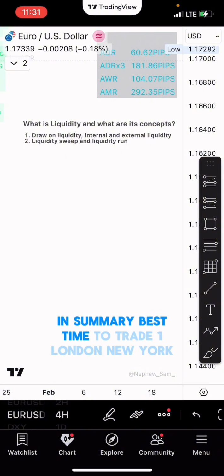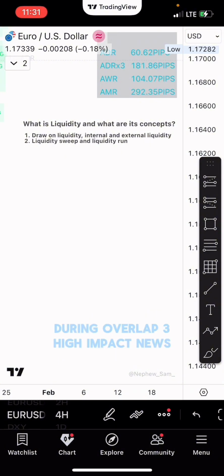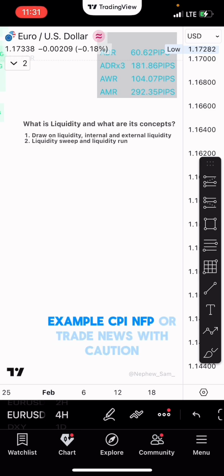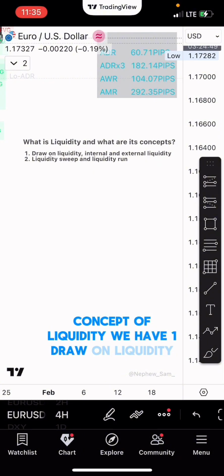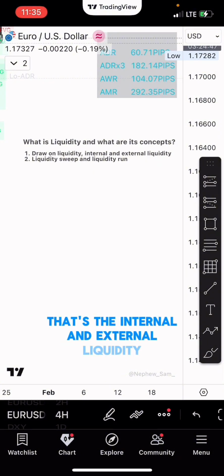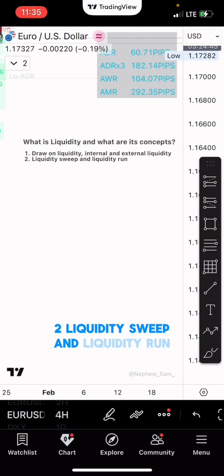In summary, best times to trade: 1. London, New York sessions. 2. During overlap. 3. High impact news, for example CPI, NFP, but trade news with caution. Concepts of liquidity: we have 1. Draw on liquidity, that's the internal and external liquidity. 2. Liquidity sweep and liquidity run.